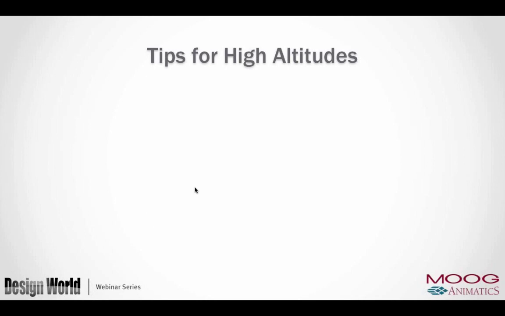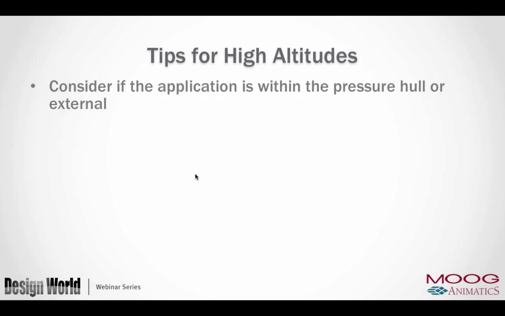So, okay, tips for higher altitude. Consider if the application is within the pressure hull or external. A moment ago, I mentioned the airplane or a jet. We have motors on jets right now. Some of them are internal to the pressure hull, some of them are external, meaning they're exposed to, say, 35,000 foot elevation where it's cold and low pressure.